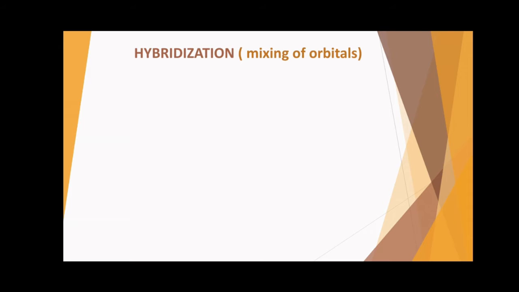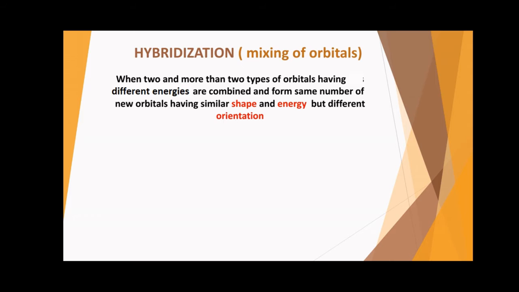Hybridization. Hybridization is simply the mixing of orbitals. Whenever atoms combine to form a molecule, their orbitals get mixed up and they undergo hybridization. In hybridization, two or more orbitals of different shape and energy mix up and form new equivalent hybridized orbitals of the same shape and energy, but their orientation could be different.